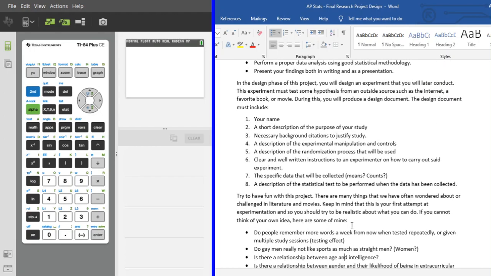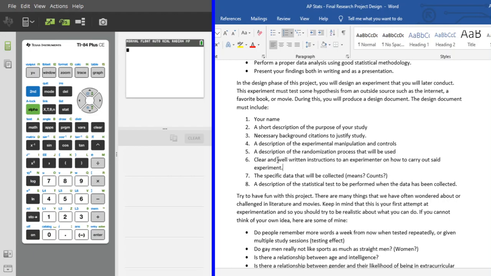But what ultimately matters is that you gather some amount of data, which you will then eventually use for an experiment of some sort. You'll need some sort of background citations, which I'll talk about more in a second. You also need a description of the experimental manipulation and controls. The randomization process must also be described. If you don't tell me how it was randomized, then I will assume it was not done properly.